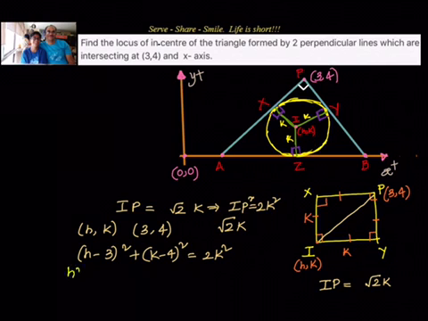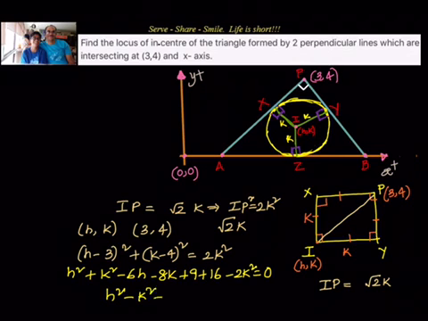We'll get h square plus k square minus 6h minus 8k plus 9 plus 16 minus 2k square equal to 0. Or it is nothing but h square minus k square minus 6h minus 8k plus 25 equal to 0. Now we have taken one scenario.